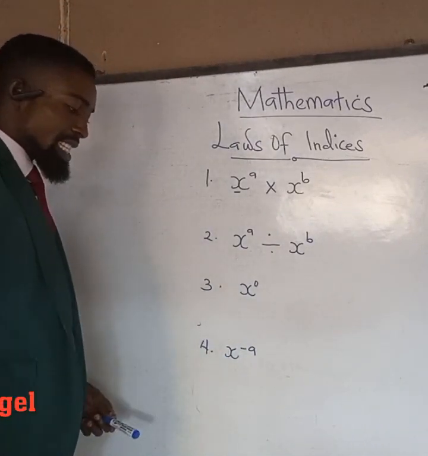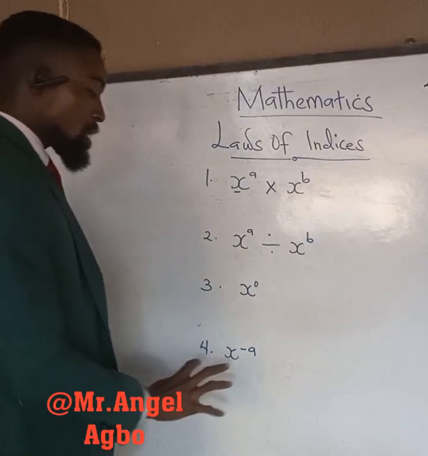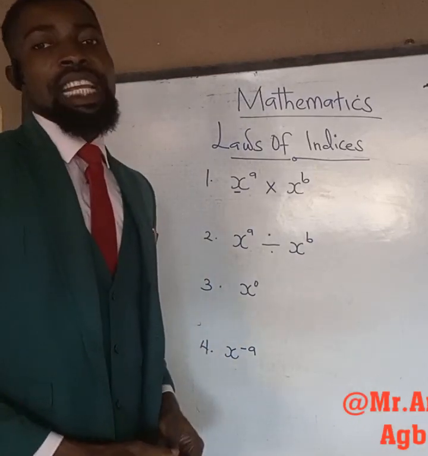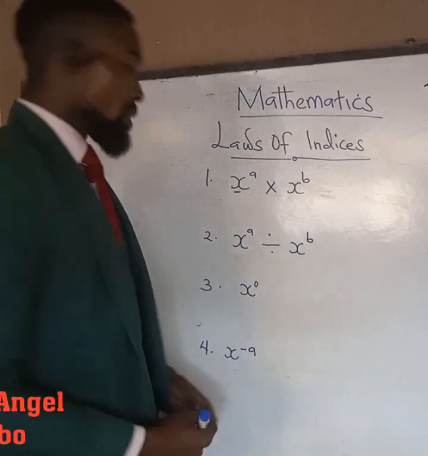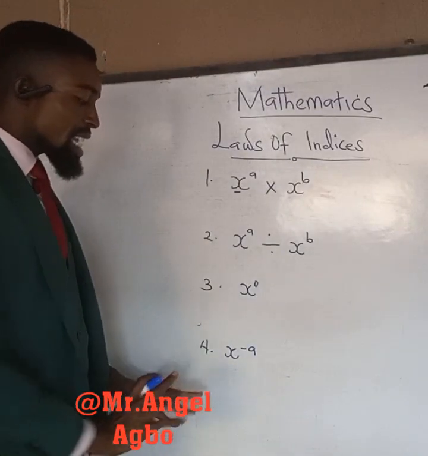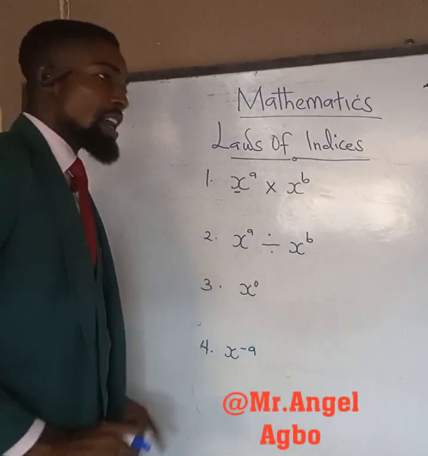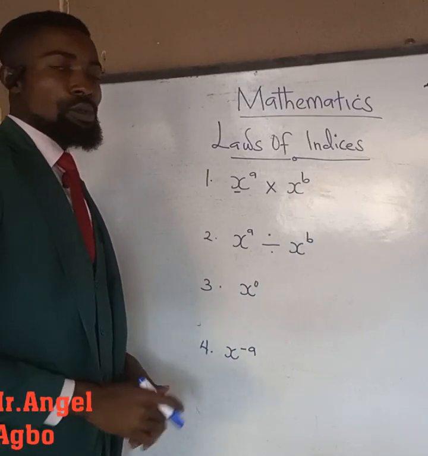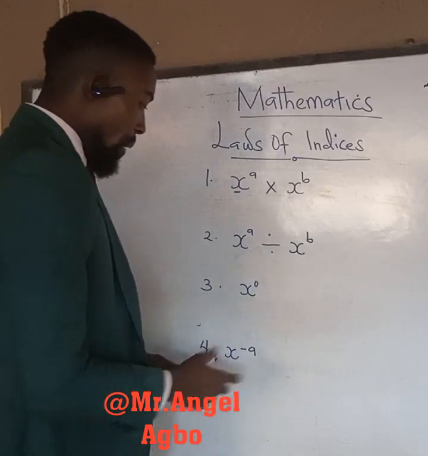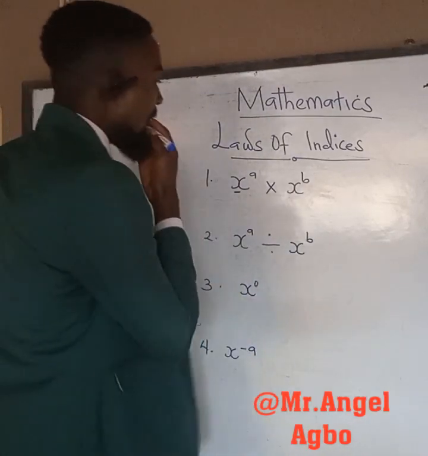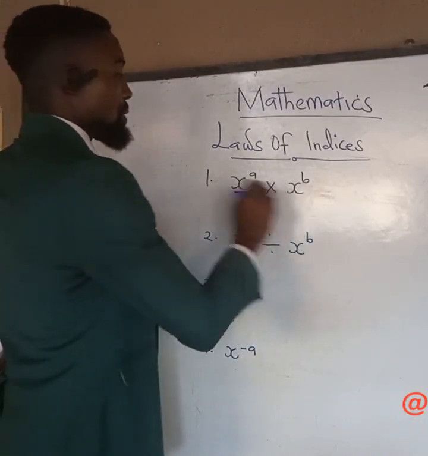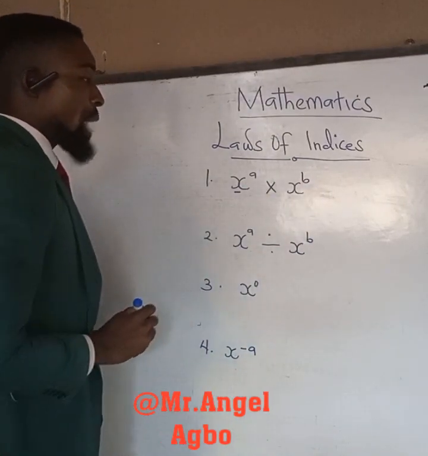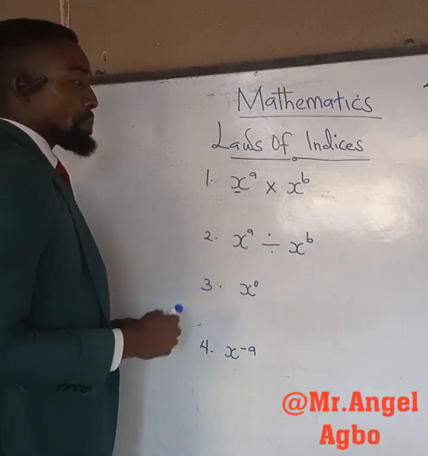The fourth one is the inverse law. The inverse law says when you have a base or a number raised to a negative power, then that particular number is 1 over the base raised to the positive power. What we are saying here is, let's take it step by step. The first law says when you have the same base multiplied by each other, then the powers are to be added.